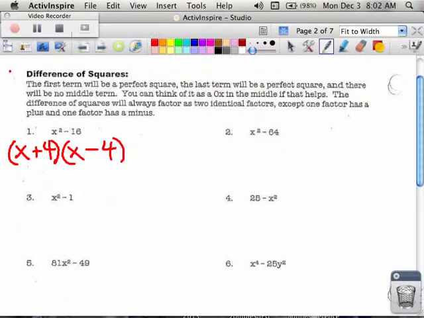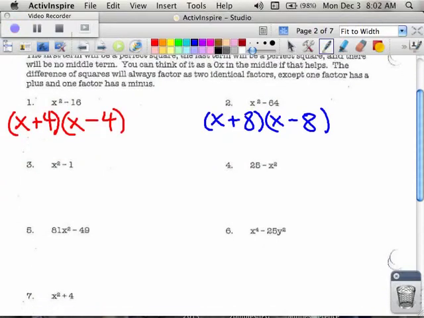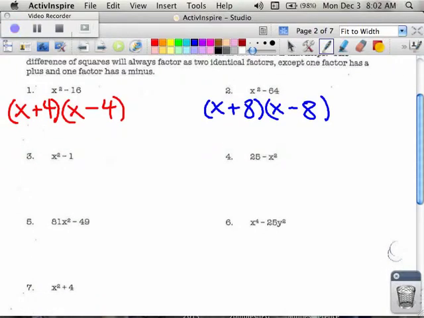In example 2, I see two things. Both happen to be perfect squares. So the square root of x squared is x. I place that in the front of each parentheses. The square root of 64 is 8. I place that at the end of both parentheses. And then one's a plus, one's a minus, done. That's it. Every time.